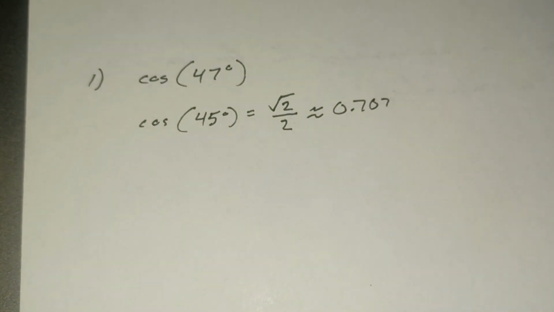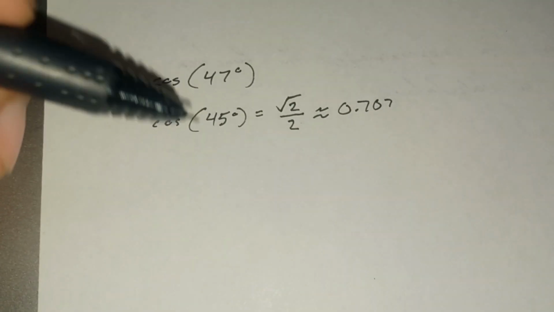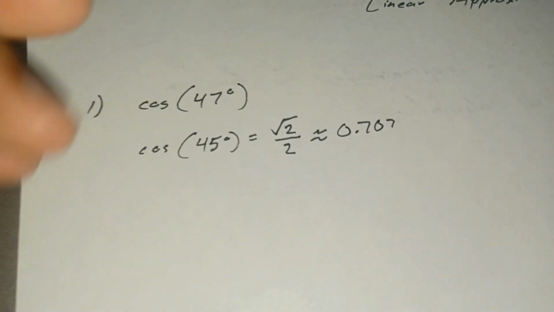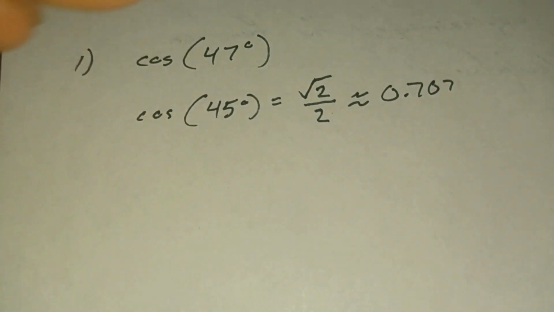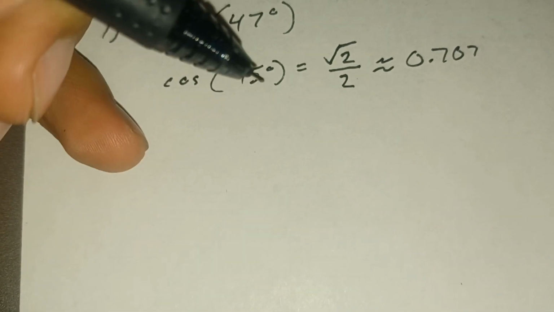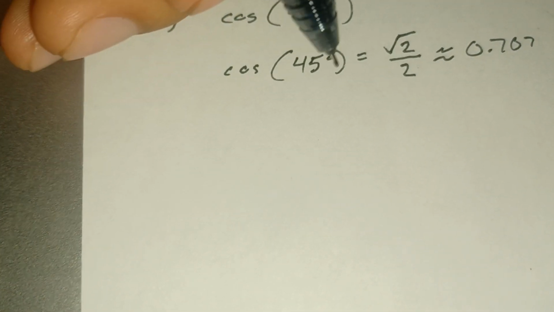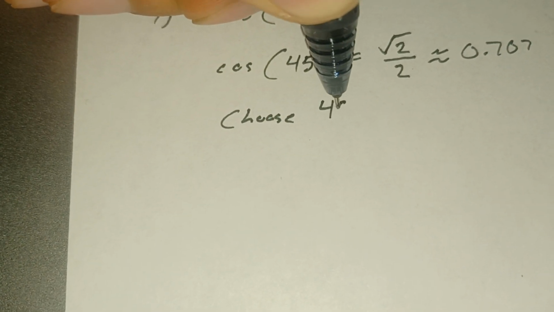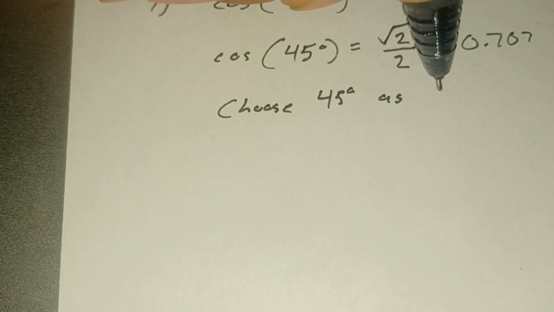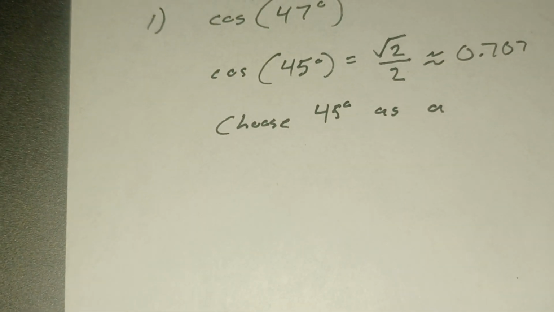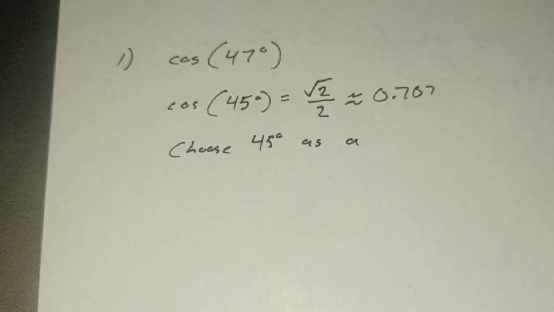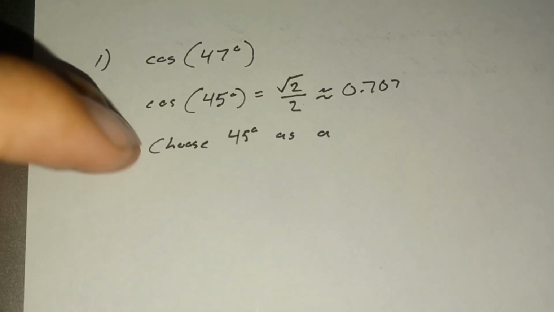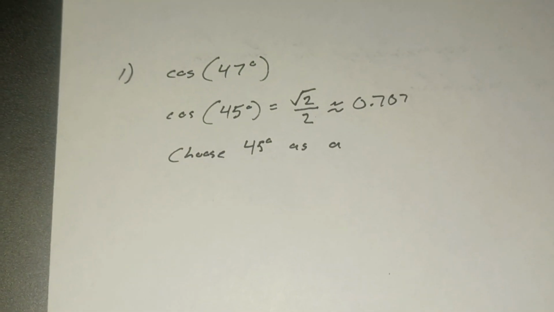Okay, so cosine of 47 degrees. We already have cosine of 45 degrees, which equals the square root of 2 over 2. And now we are going to choose this as our a value. So let's choose 45 degrees as our a value. Good. So 45 degrees will be our a value. You'll see why we're going to choose 45 degrees as our a value.